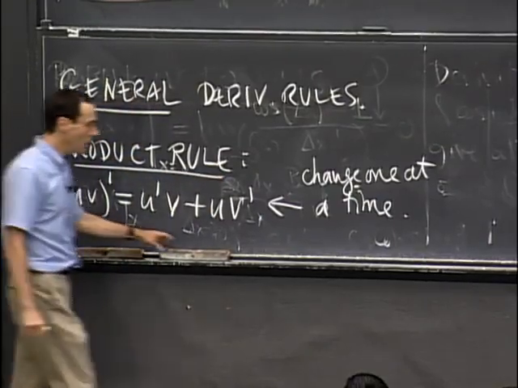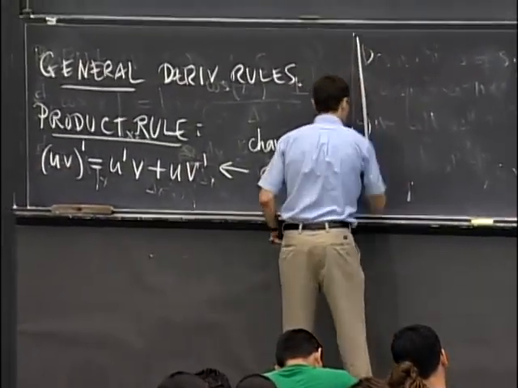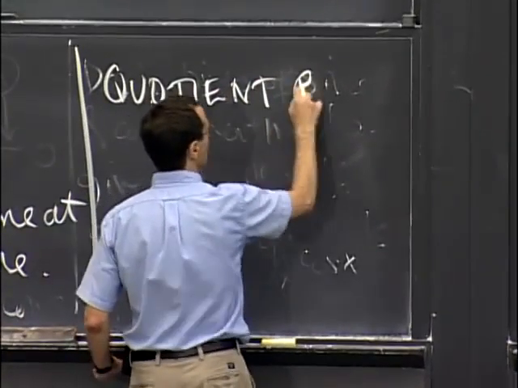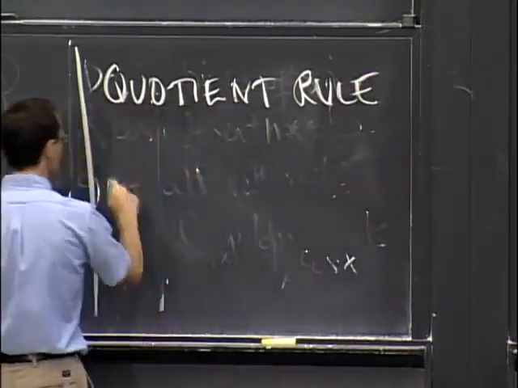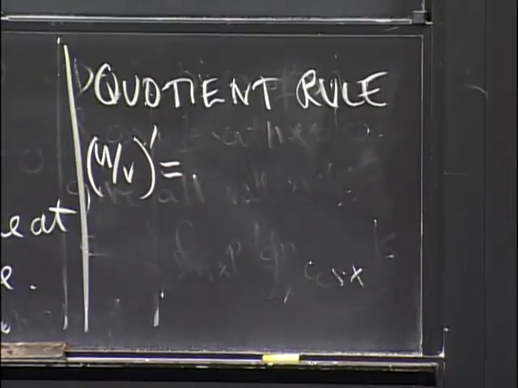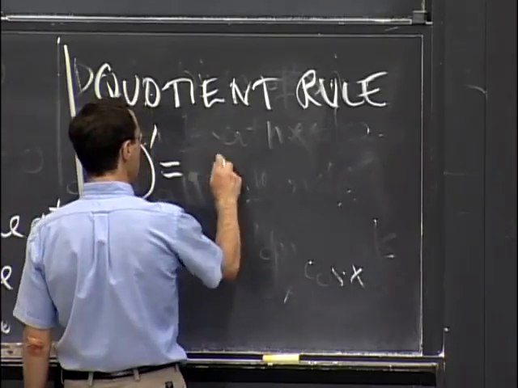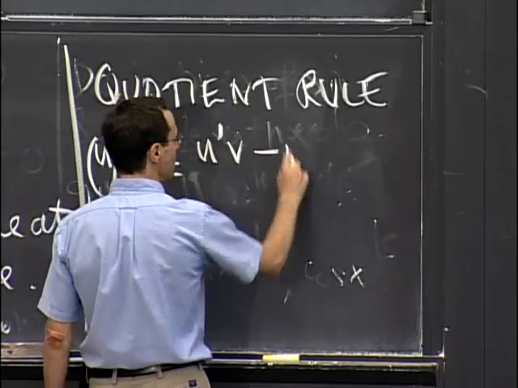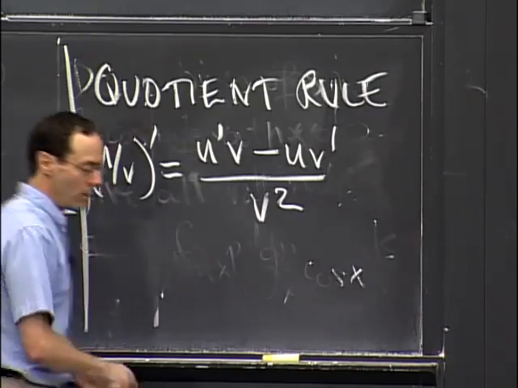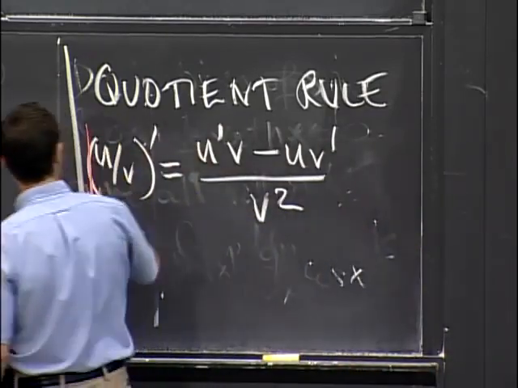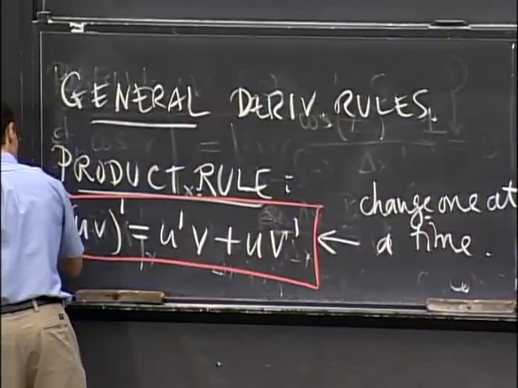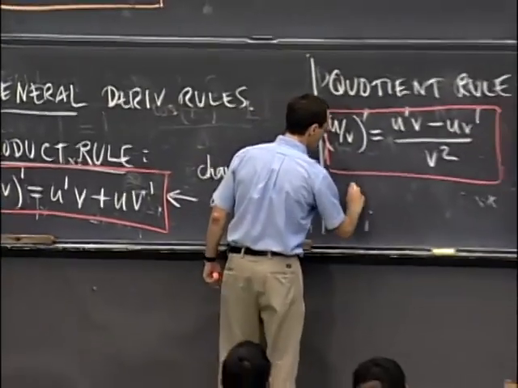The second formula that I wanted to mention is called the quotient rule. And that says the following, that u divided by v, prime, has a formula as well. And the formula is u prime v minus u v prime, divided by v squared. So this is our second formula. Let me just mention, both of them are extremely valuable, and you'll use them all the time. This one, of course, only works when v is not 0.